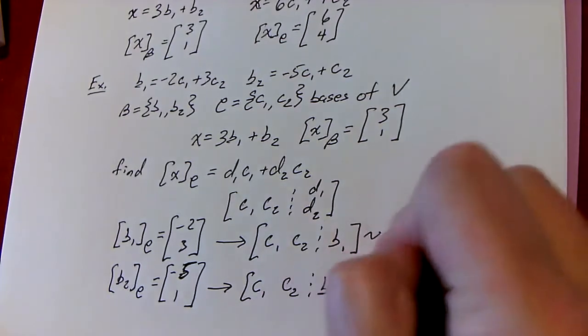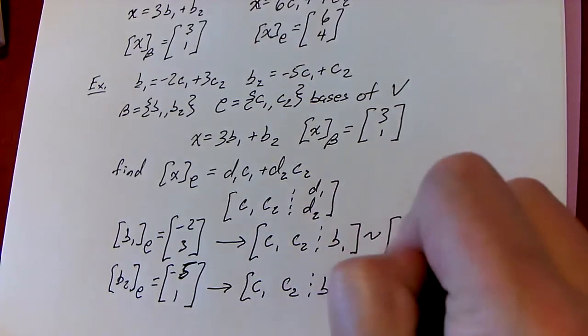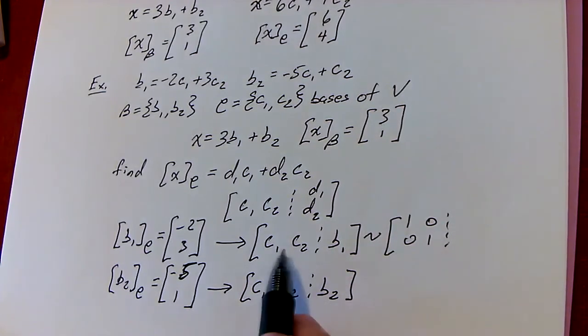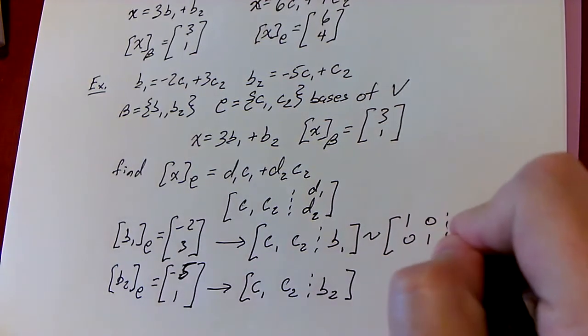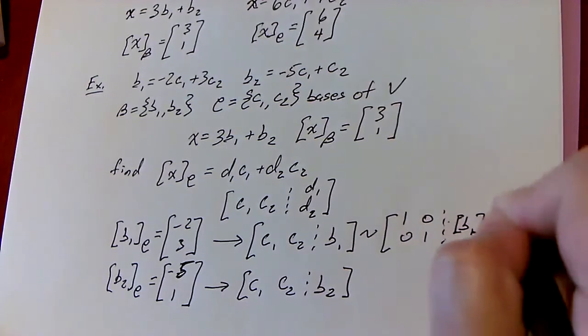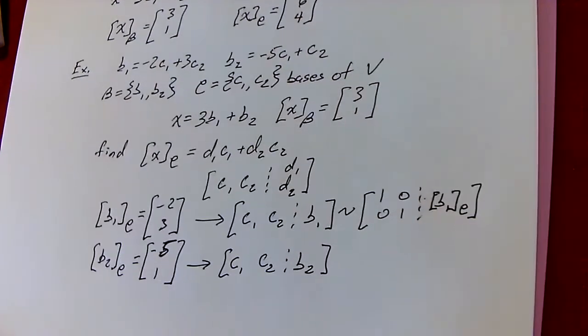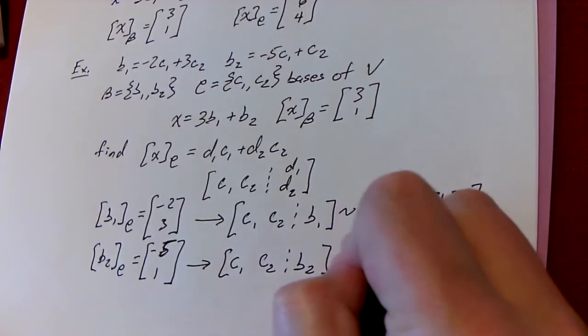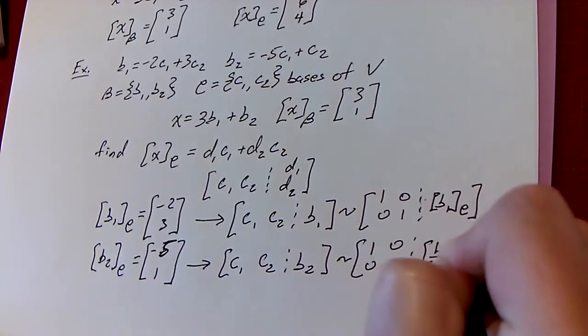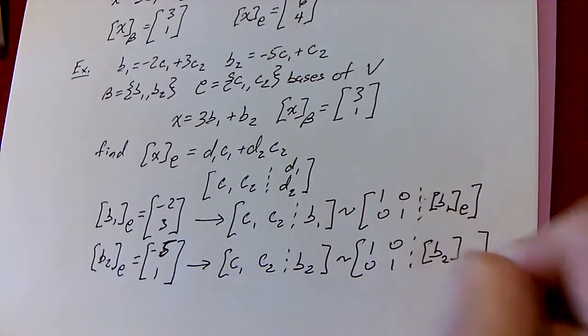And I know I can row reduce this, and when I row reduce this, I will get the identity because I know these are independent because they're a basis. Remember, C is a basis, so I know these are independent. And what's left over here will be this coordinate vector. Okay, and then the same thing here. I'll get 1, 0, 0, 1 because it's independent, and I'll be left with B2 in terms of C.